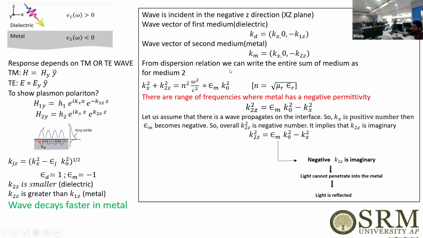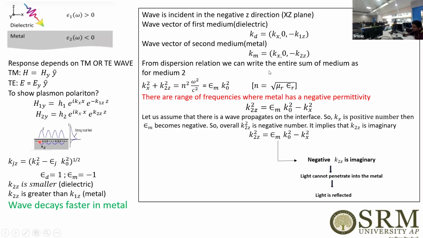Now from the dispersion relation, we can write that the sum of the squares of the terms present in this propagation vector can be equal to the free space wave vector term, that is omega by c whole square. K0 is defined as the free space wave vector, which is omega by c, and some refractive index is also present in this material, represented with n square.